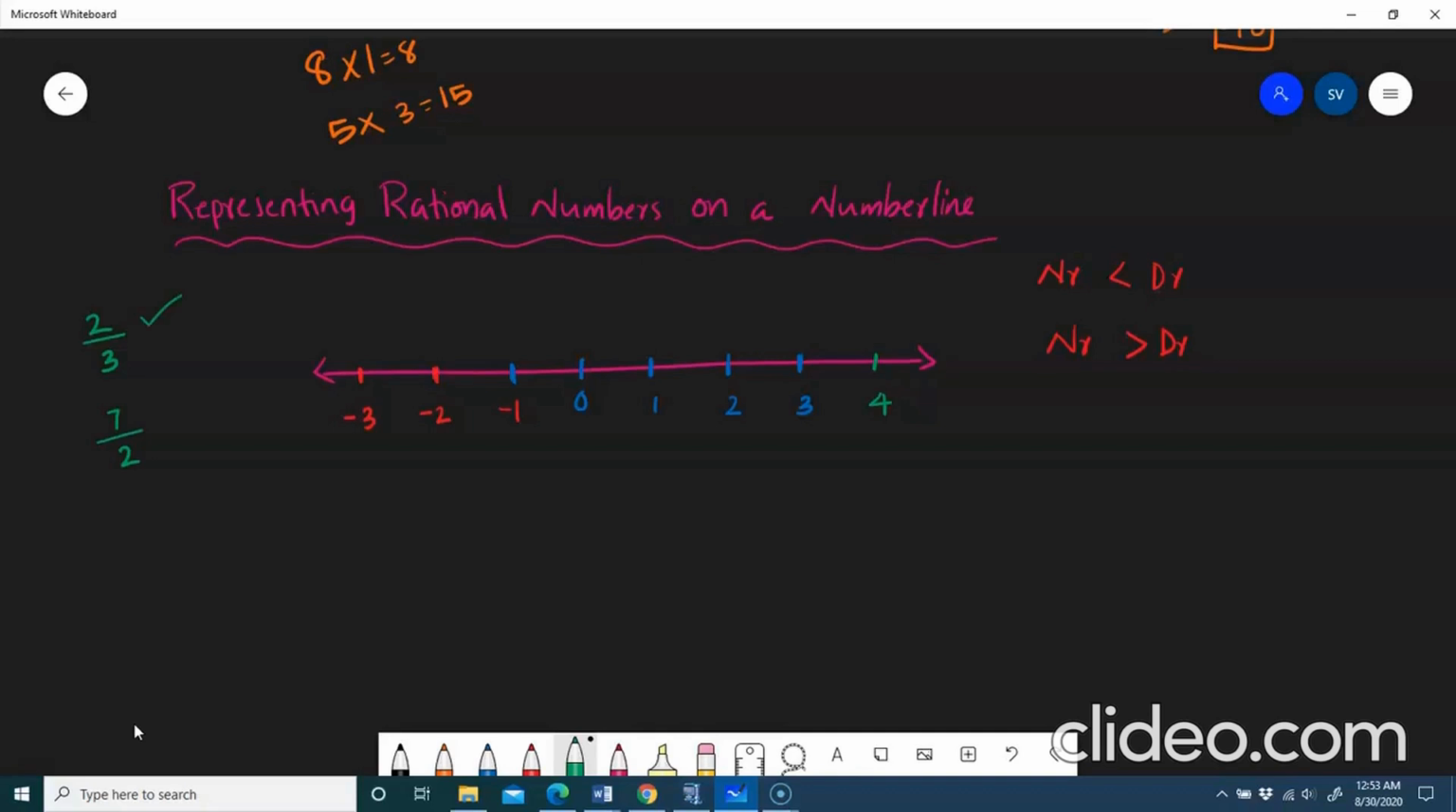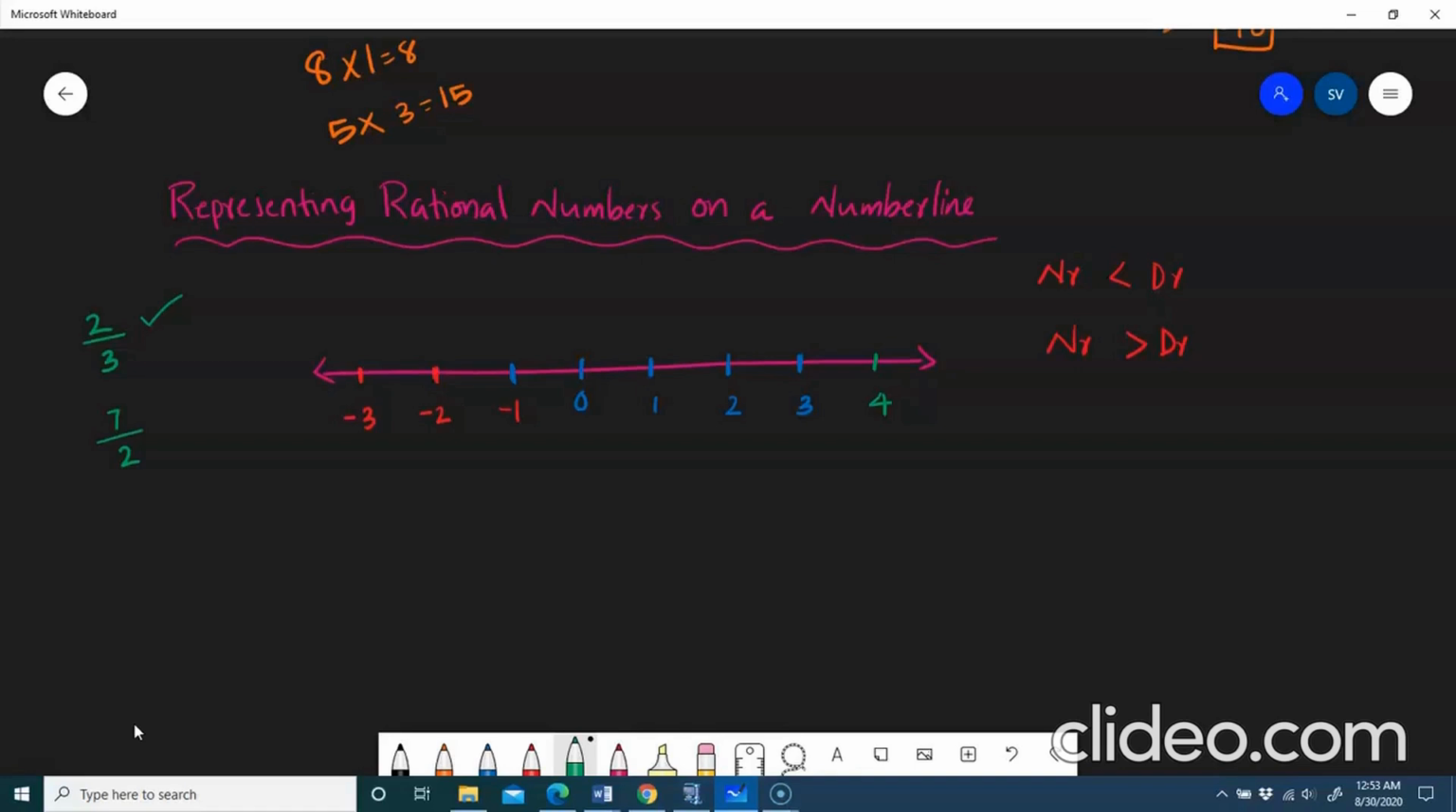Very interesting. If you have such a problem, what you basically need to check is the numerator and denominator. There are two types of problems you can see in your question paper. The very first one is the numerator is less than the denominator, and the second one is the numerator is greater than the denominator. See here, the numerator is less than the denominator, and here the numerator is greater than the denominator. So first we can plot the case where the numerator is less than the denominator.